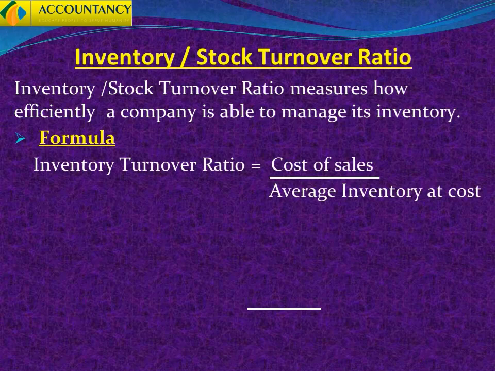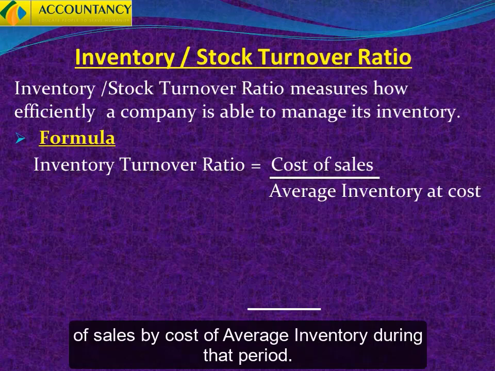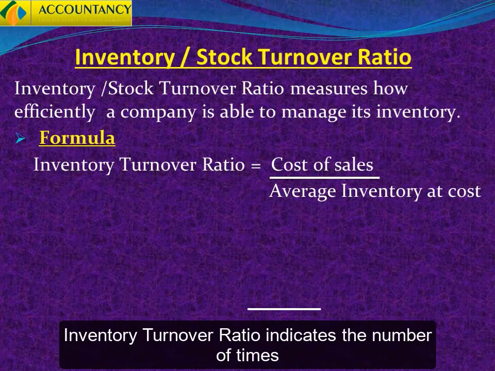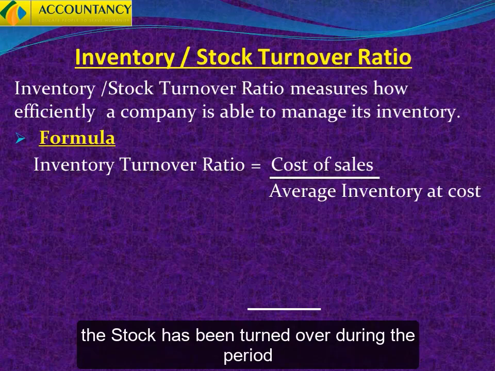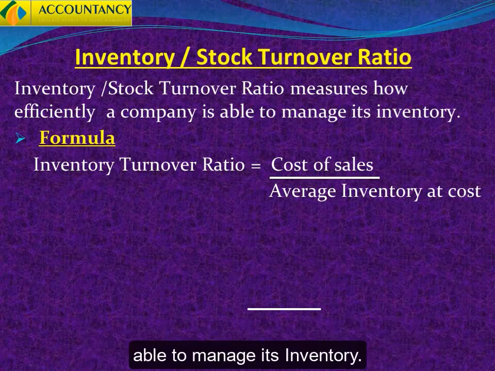The formula of inventory or stock turnover ratio is as follows. Inventory turnover ratio is equal to cost of sales divided by average inventory at cost. Inventory turnover ratio is calculated by dividing the cost of sales by cost of average inventory during that period. Inventory turnover ratio indicates the number of times the stock has been turned over during the period and evaluates the efficiency with which a company is able to manage its inventory.